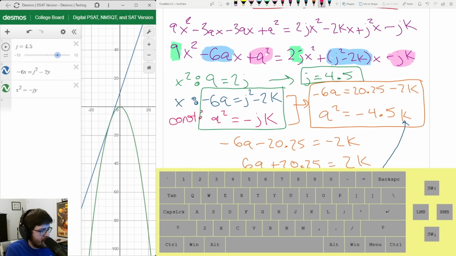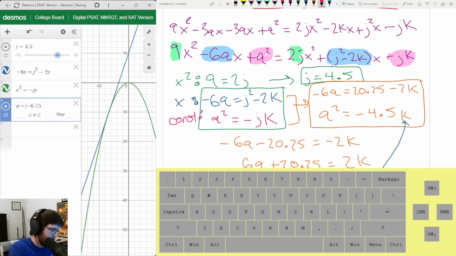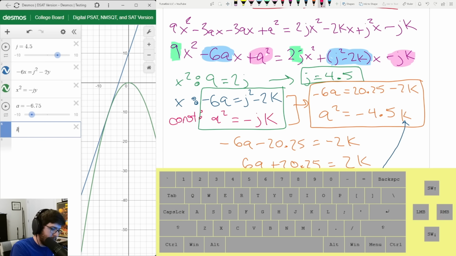And sure enough, this is a linear quad system with one solution. Let's see if it tells me what it is. Oh, negative 6.75. Okay, so x, which was a, is negative 6.75. And y, which is k, is negative 10.125. We didn't find that earlier because the question wasn't asking for that, so we didn't care. But I want to show you guys that we did indeed do it right, at least I think.